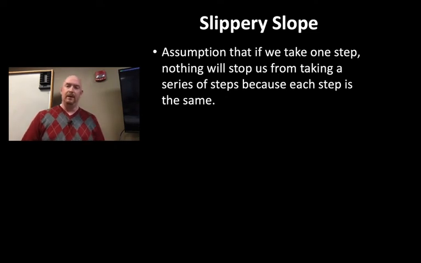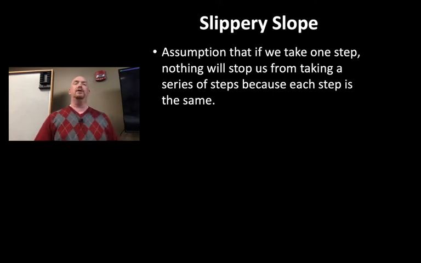Slippery slope. The assumption that if we take one step towards something, nothing will stop us from taking a series of steps because each step is the same. You'll hear people talk about this all the time. The example I took out of the book was we can't buy a new dog. If you get a new dog, then you're going to want two dogs, and then three dogs, and then four dogs, and pretty soon we'll have a million dogs living at home. That's the slippery slope argument.